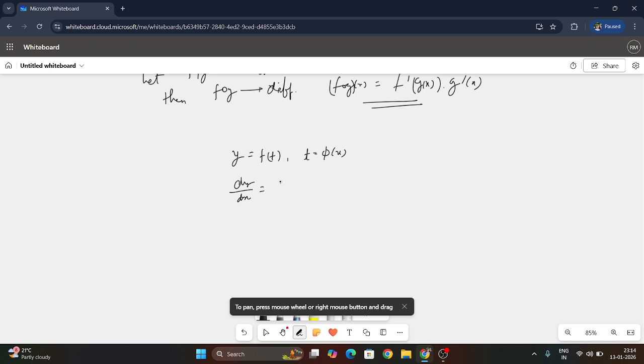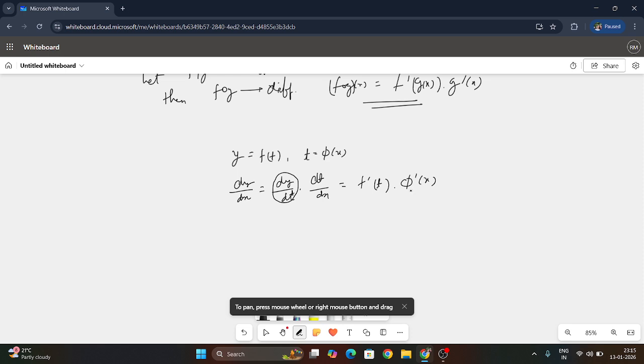So what I have to do is find dy by dt and then dt by dx. Why dy by dt? Because y is a function of t. And why dt by dx? Because t is a function of x. So I have just multiplied and divided by dy by dt and dt by dx. Now dy by dt is going to be f dash t, and dt by dx is going to be phi dash x.